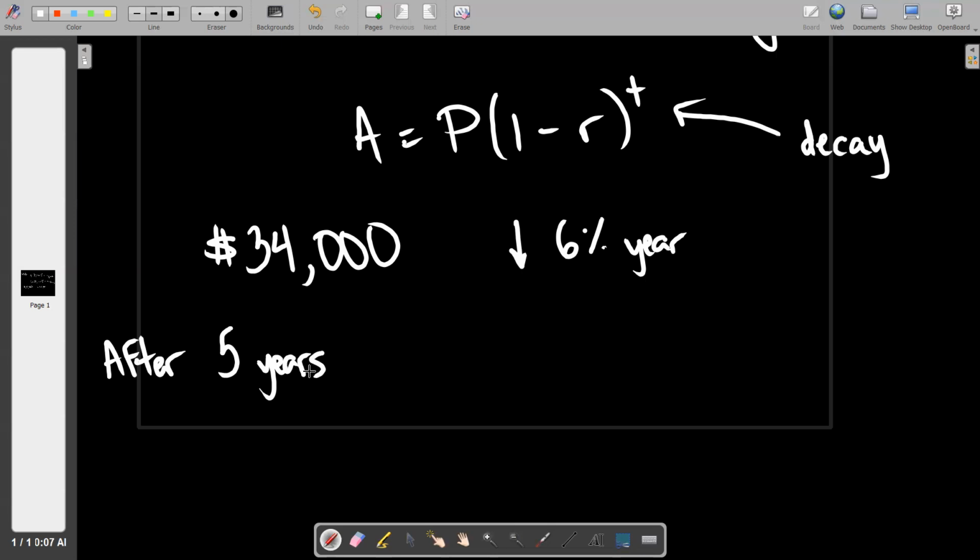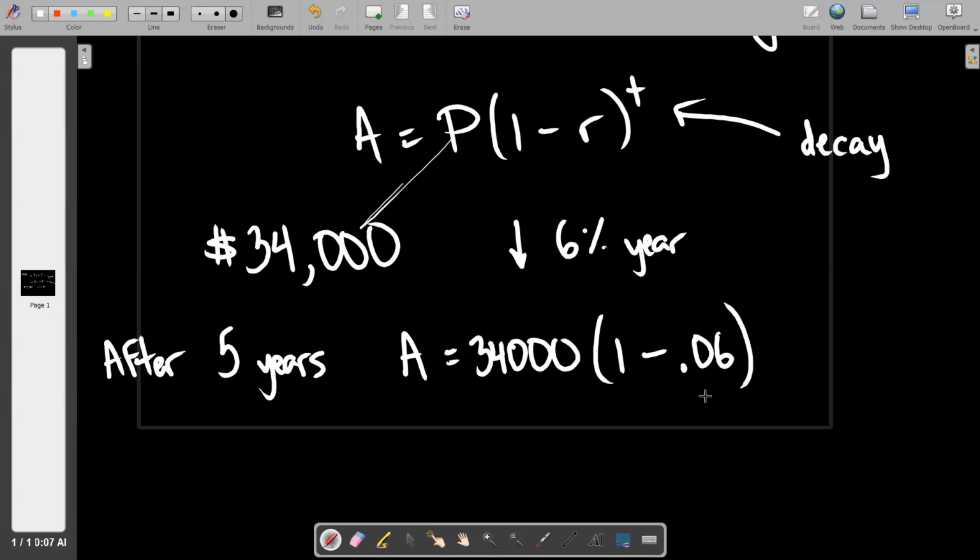So this is what it's going to look like. The amount that the car is worth, your final value, is going to be equal to the initial value of the car, and that's 34,000. But this time, notice I'm putting a minus in here. The 1 minus is going to cause us now to go under the full value of the car. So 1 minus, and what is 6% as a decimal? It's not 0.6. It's 0.06. Always move the decimal 2 places, and then our exponent's going to be 5, right?